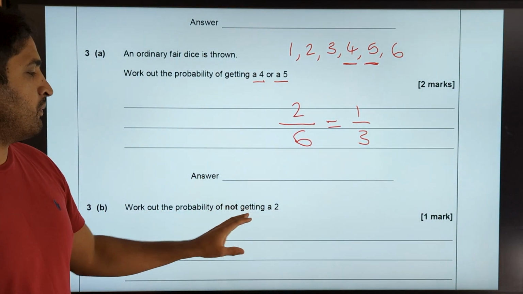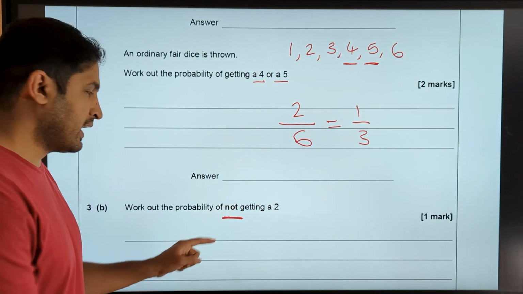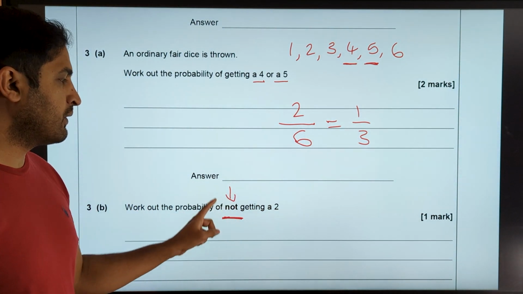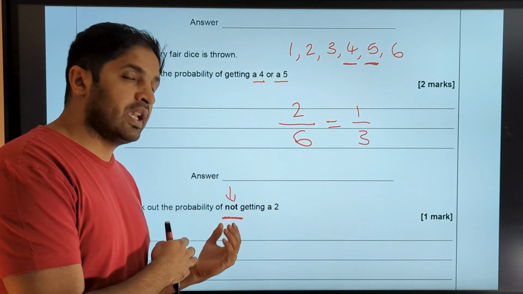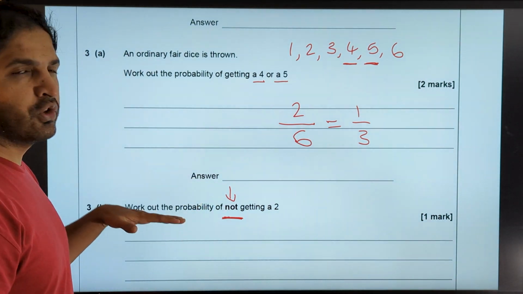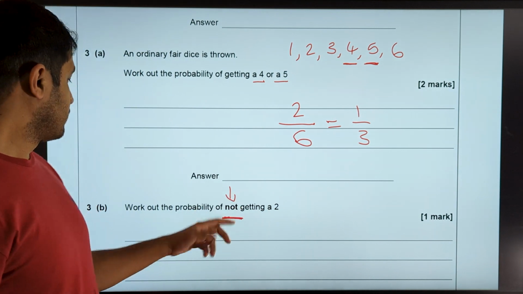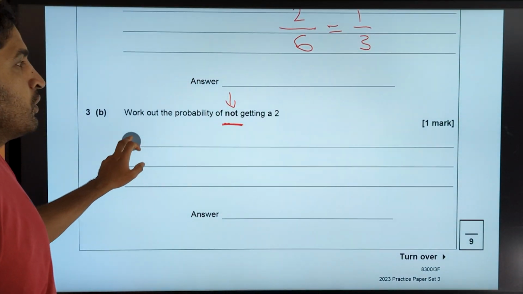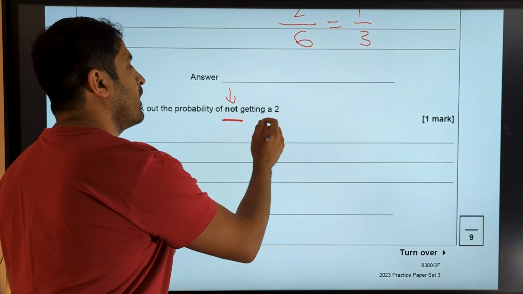Work out the probability of not getting 2. It's important. This word here has been highlighted in bold. Those are given to you as bold, telling you that it is important. Don't miss it out. People do read through these questions really quickly, so make sure you take your time reading the question. It's only a 1 mark question, so if you don't do it right, you would lose that 1 mark. Make sure you're looking at what not getting 2 means.